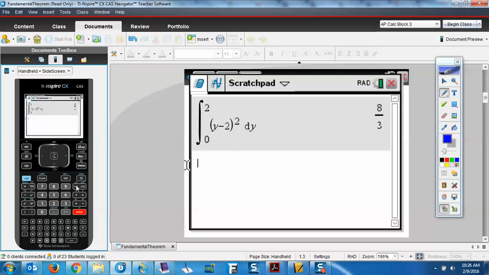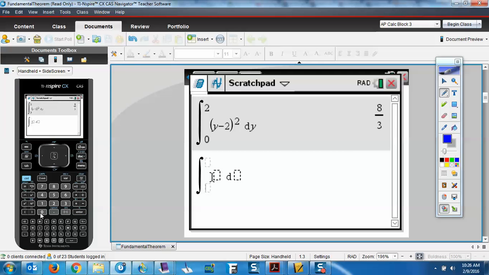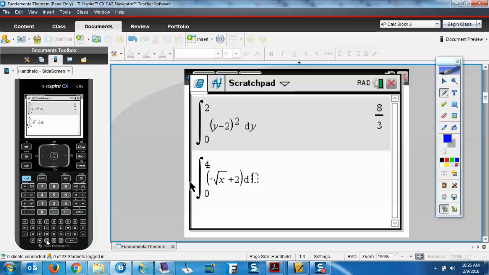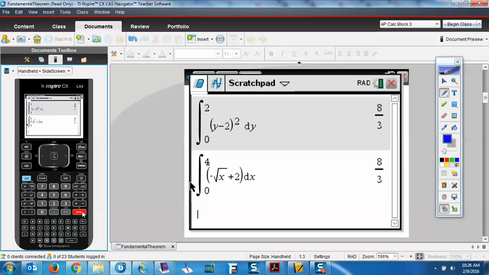Now, what was the other one I had? I had the integral from 0 to 4 of negative square root x plus 2 dx, and I also get 8/3. It's the same piece of area, right? So we get that same thing.